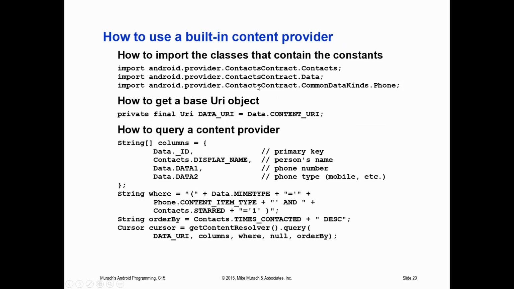Now, as opposed to using a custom content provider, figure 15.9 on pages 484 and 485 show the code that you can use to work with the contacts provider that comes with Android. In other words, a built-in content provider. It makes it possible for you to work with your address book, to share names, phone numbers, etc.